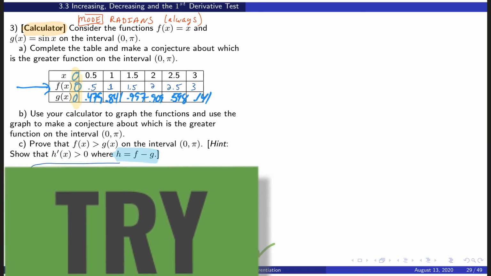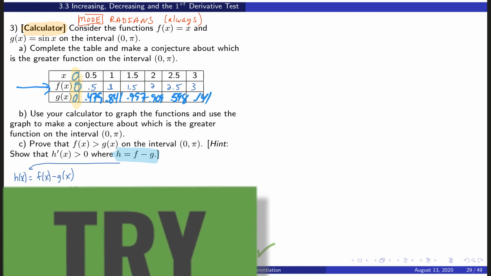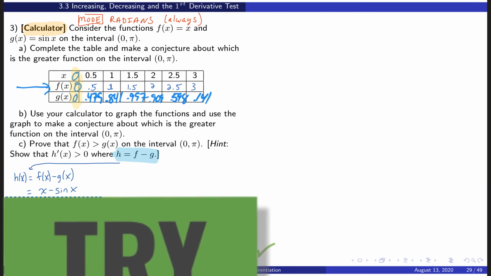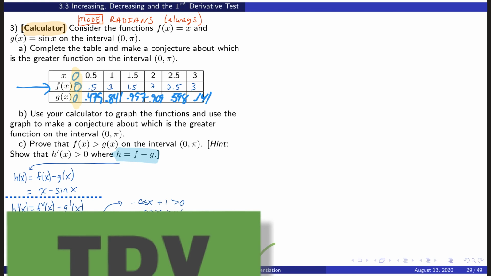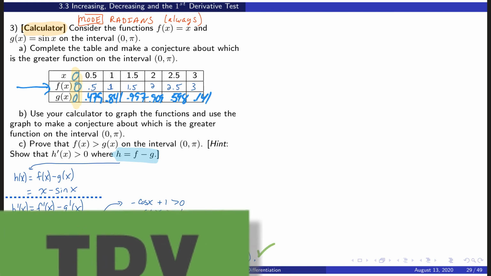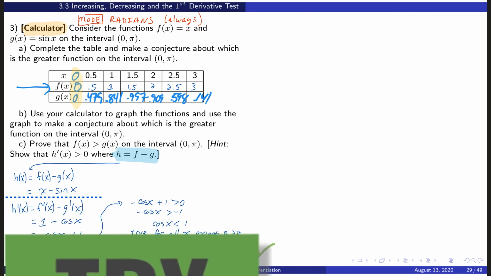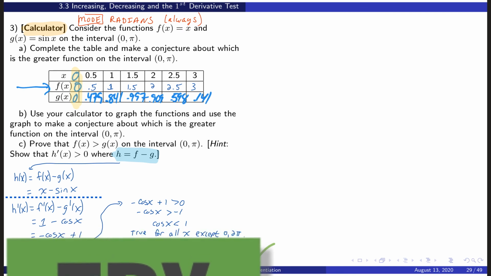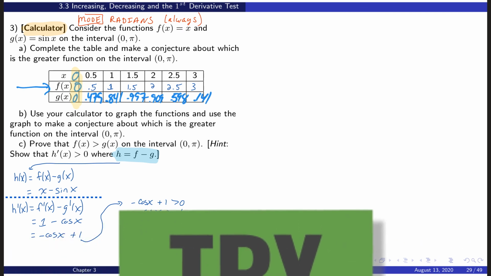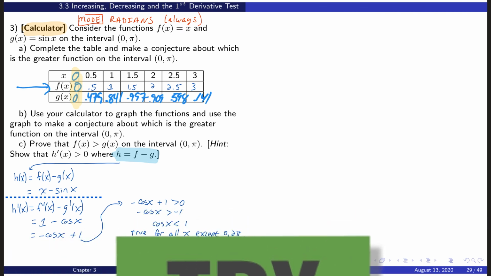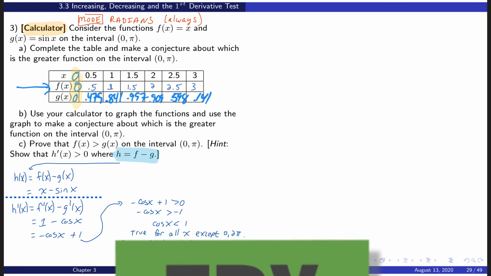So here's the answer. H of x is f of x minus g of x. H of x is this. If I go to take the derivative, now I'm going to compare the rate of change of f with the rate of change of g. I get 1 minus cosine x. I solve it. Cosine x is less than 1. Well, that's true for all x's except at 0 and 2 pi.